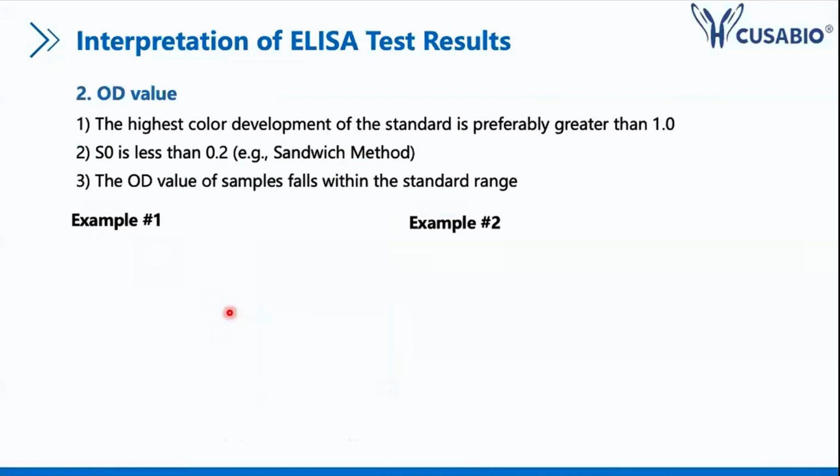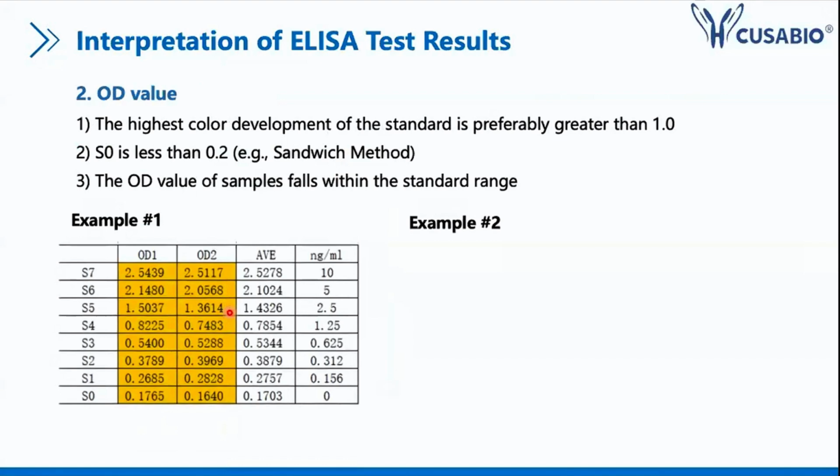For the next aspect, after the color development, we move our plate into the plate reader, so we can tell from the OD values to make a judgment. For the OD value, I also have one example from the standards. You see that we can check the high concentration group, where the OD is greater than 1.0, and for the low concentration group, the OD is less than 0.2.